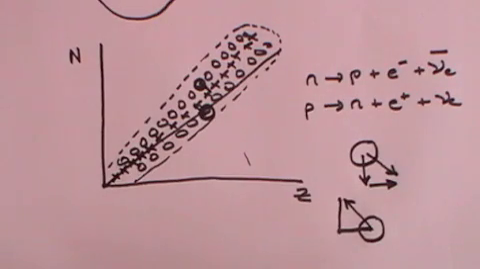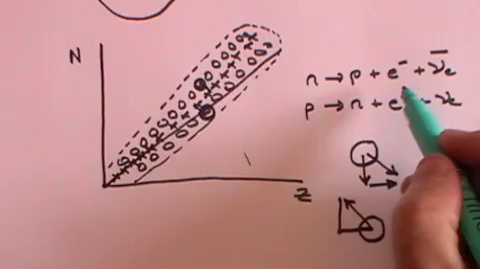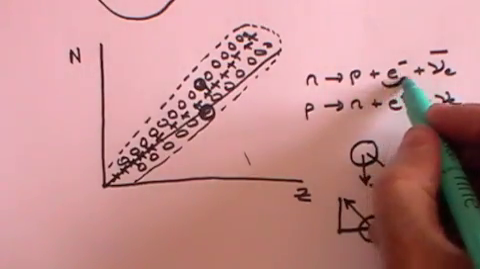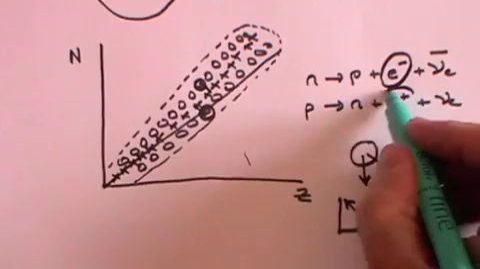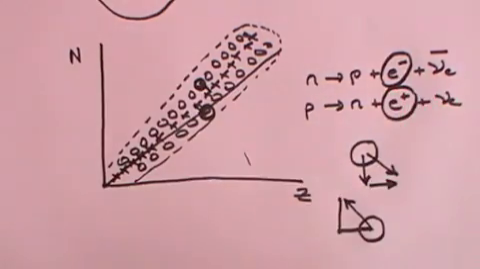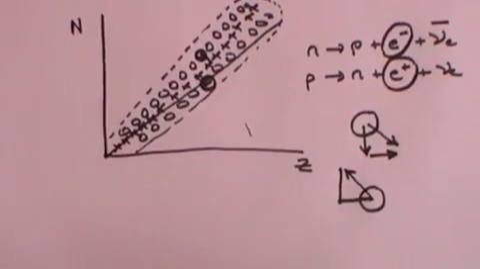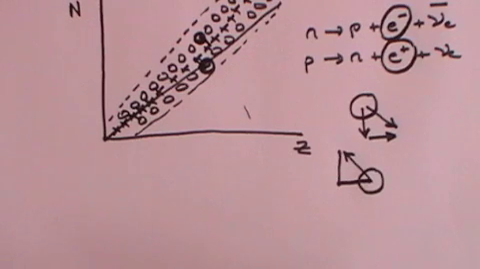So in both cases, you are changing either a neutron to a proton or a proton to a neutron, and what you do is you'll notice you emit either electrons or positrons. Now, before anybody knew what electrons were, this emission was given a name. It was called beta.